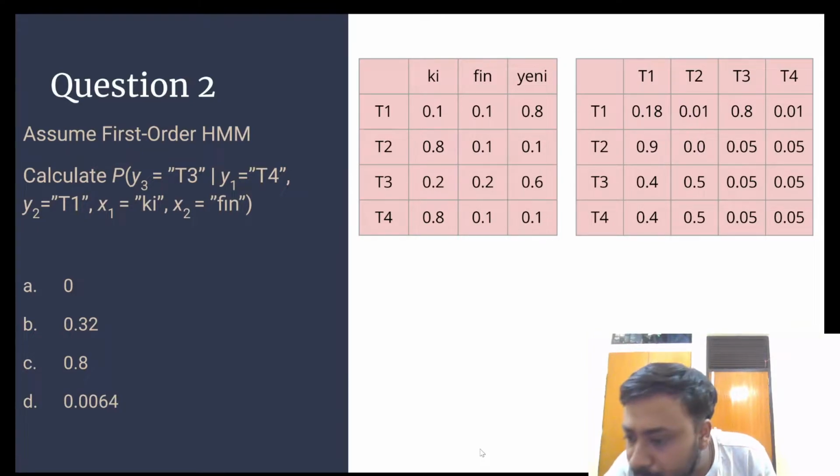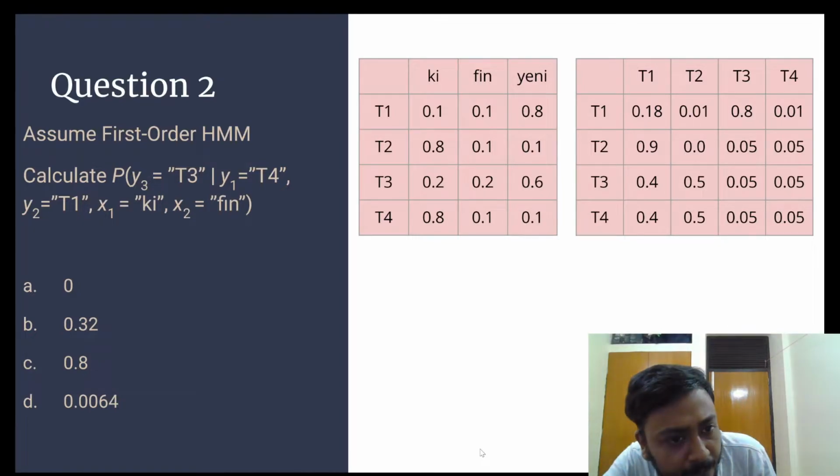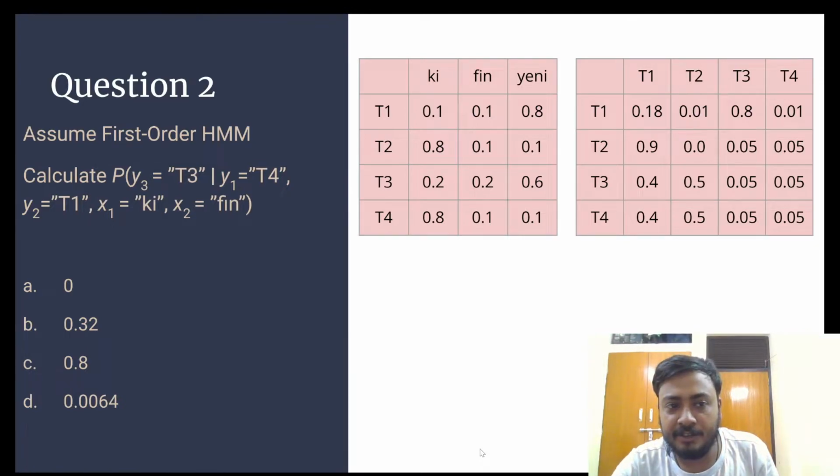I think the conditional is y3 equal to t3 given y2 equal to t1. Yes, you're absolutely right. Because this is a first order hidden Markov model, you need to remember two things. Firstly, when the first term whose probability you calculate is a y, it means we are considering the states here. Any state will only depend on its previous state. That is the rule of the first order Markov model, right? So automatically you can understand that y1 will not be considered.